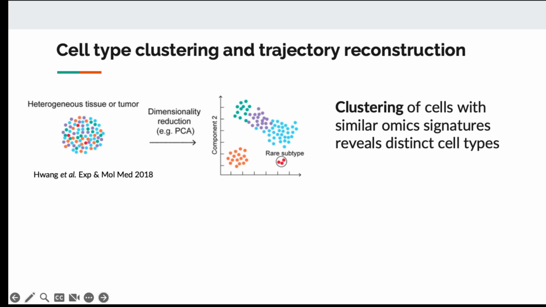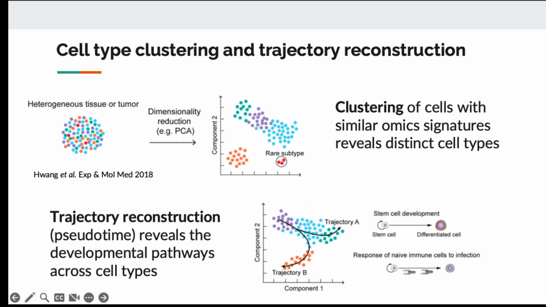And then we want to perform clustering. We want to group cells from the same type together so that we can color them and see if there are cell types that are separate from each other, or are there cell types that might develop from each other, like they are next to each other. And the next step would be trajectory reconstruction. We want to understand how cells develop from one type to another.